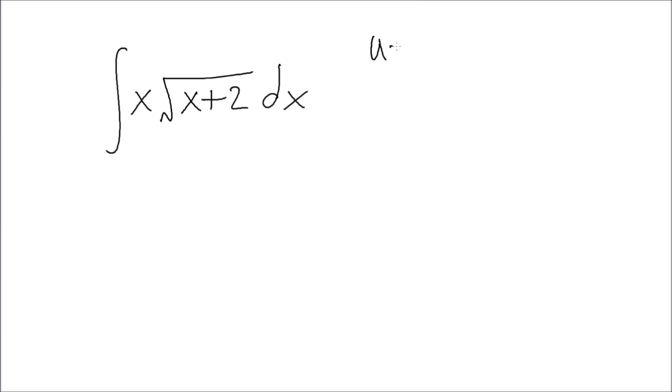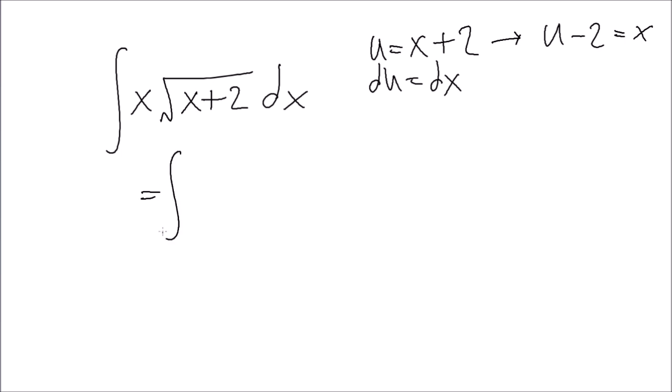So let me demonstrate. u is equal to x plus 2, and then du is just dx. So we don't have to exchange anything back. The derivative of x plus 2 is just 1, so du is equal to dx. However, what do we do with this x? Because we let u equal x plus 2, u minus 2 is equal to x. And so this becomes u minus 2 times the square root of u du.